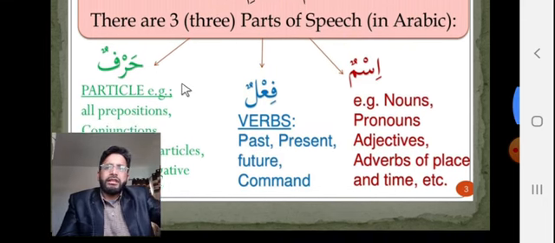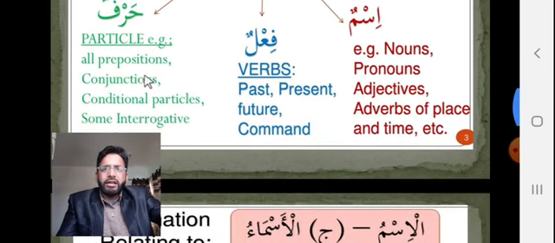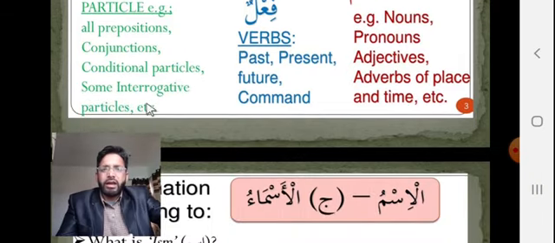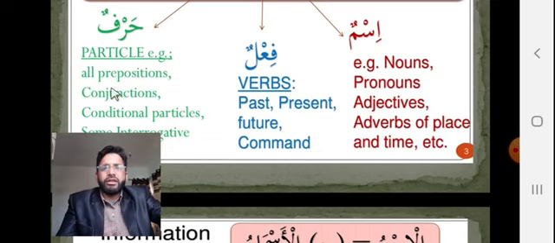Then the third category is harf. Harf means particle, you can also say preposition, and in this category all prepositions are harf. Conjunctions are also huruf. Conditional particles, shurut, we can say adawat shart, and some interrogative particles, adawatul istifham, we call them in Arabic. So these are all kinds of harf.